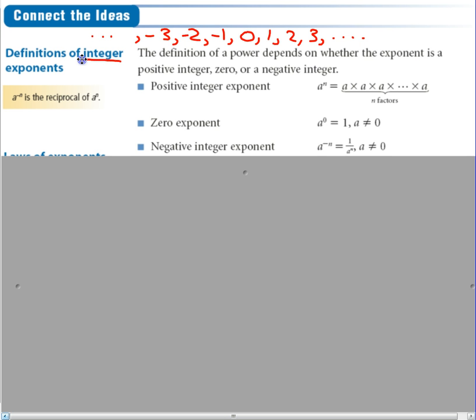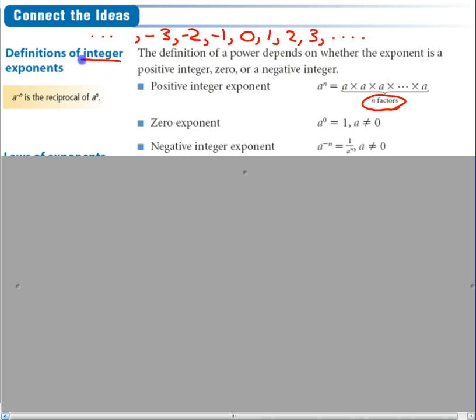Integer exponents, when they're positive, they mean repeated multiplication. So that means that we're going to have n factors of a when we apply an exponent to a base. When we use 0 as an exponent, this is an exception. The result of this is 1 with the condition that the base can't be 0. So that means any base a raised to the exponent 0 is equal to 1.